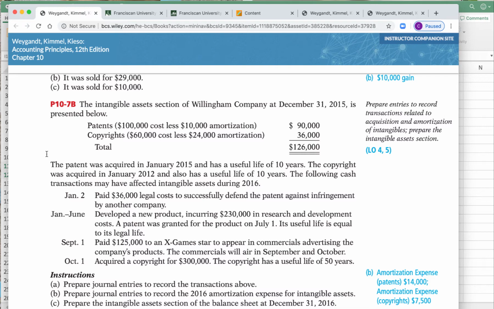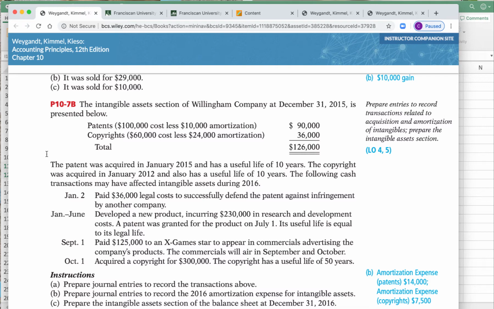Well, patent is $100,000 less the amortization of $10,000 gives us $90,000. The copyright had a cost of $60,000. However, we have amortization associated with that of $24,000. So the value of the copyright is $36,000. That's how we got the total intangibles of $126,000.